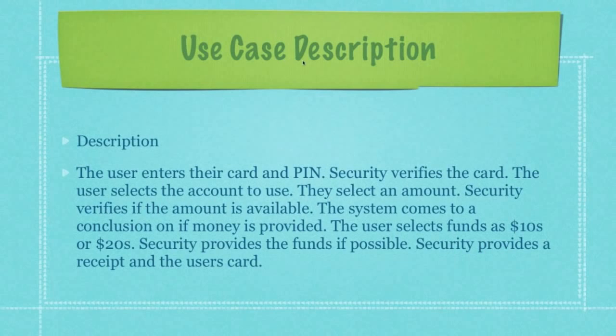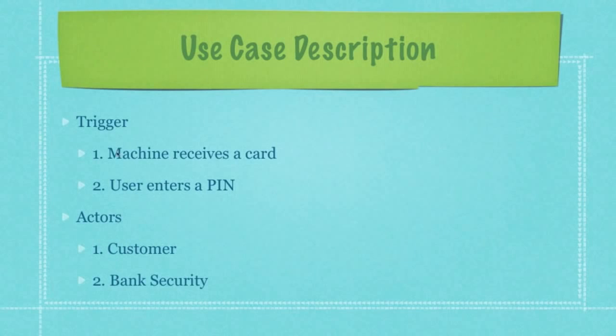Whenever you are creating a use case description, part of that that would make a lot of sense to include would be a description of the overall system. Then you're going to list a trigger. And this is just what is going to happen before your system is triggered. Hence, the machine receives a card or the user enters a PIN. You actually technically don't even need that part because the system automatically starts as soon as a card goes into it. And that is what is called the trigger.